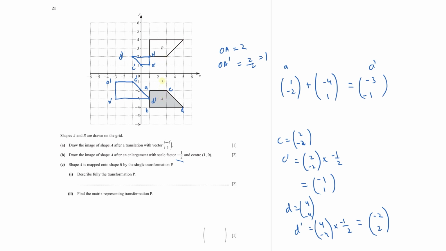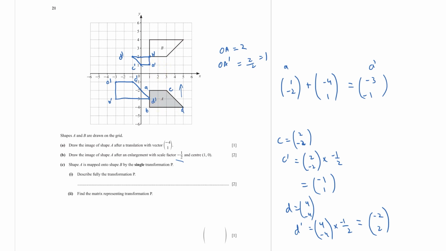So this is not a translation because you see that the orientation is changed. If it was a translation, this shape would have simply moved upwards and the shape would have remained the same. This is not a rotation as well. You see that the orientation is flipped. The long side is on the top. Here the long side is on the bottom. So that means it's a reflection.